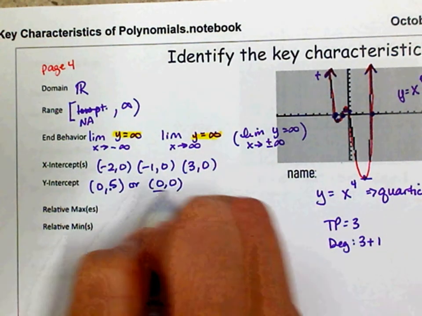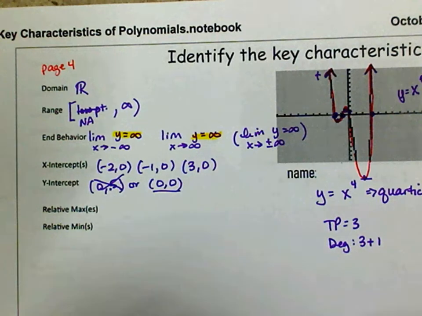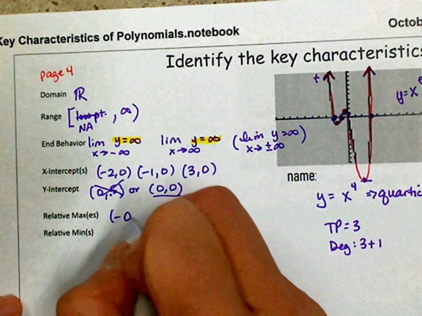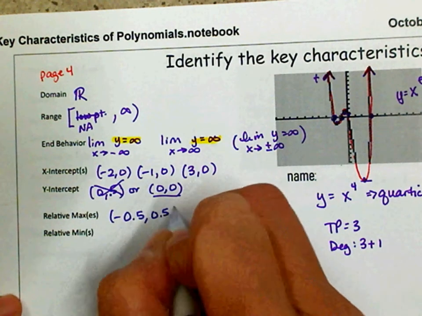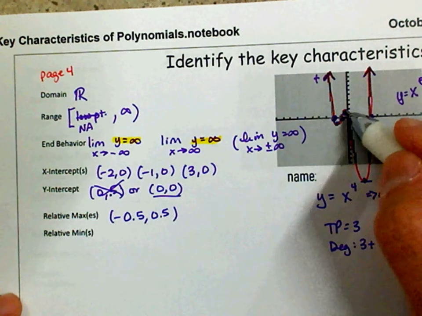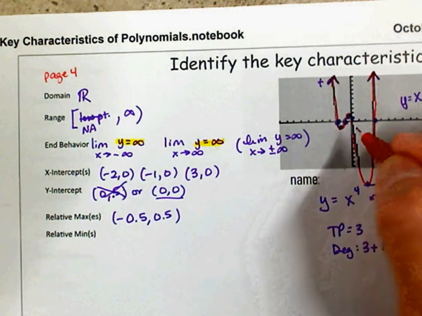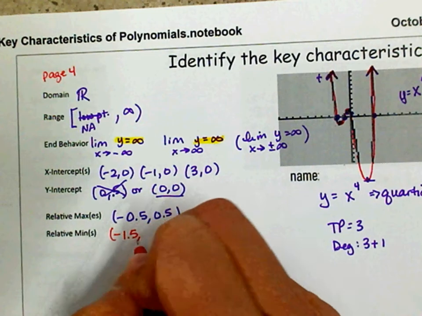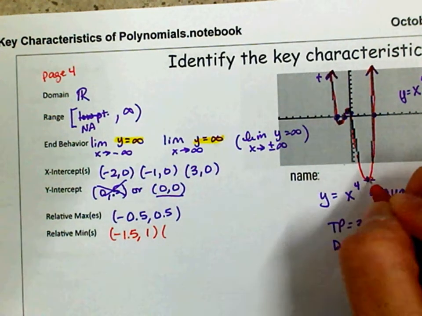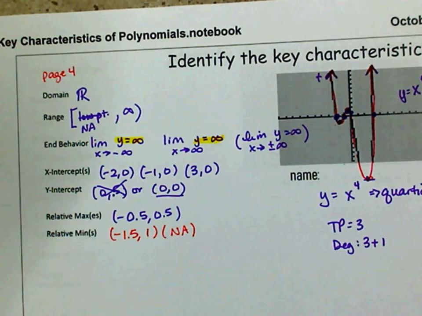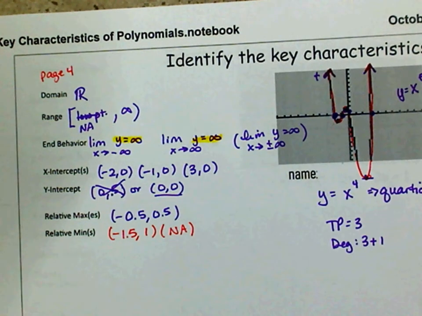All right. Relative max. Here's a relative max. What is that maximum point? That looks like negative 0.5, 0.5. Is that the only relative max you have? Yes, you only have one. Relative minimum, that's this right here. That looks like negative 1.5 and 1. And the other one here, we don't quite know. Okay? But you know there's two. So just write NA, but put parentheses around 2. So I know that there's two relatives. All right. There's an example of one that you can just tell by the graph. Okay?